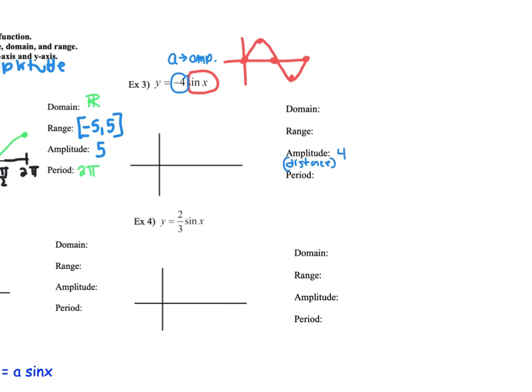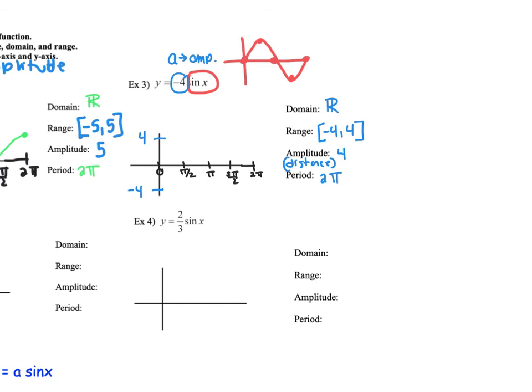And what does that mean? That means that from the midline, I'm going to go down 4 and up 4, which means that my range will be from -4 to 4 again. My domain is still going to be all real numbers. My period is still going to be 2 pi. And right away, I can at least plot what I know, which is my y values of +4, -4. And I know my x-axis of 0, pi over 2, pi, 3 pi over 2, and 2 pi.